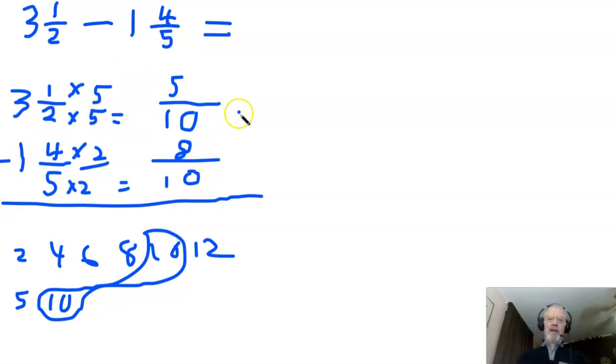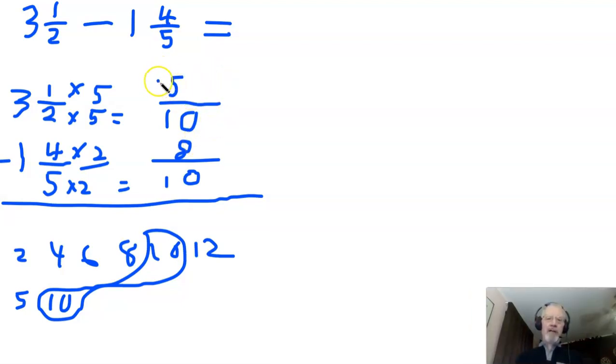And when I'm subtracting or adding fractions with the same denominator, I just add or subtract the numerators. Well, I can't go 5 minus 8. That's not one of the things that I can do when I'm working with these boards. I can't do it. So I have to borrow.